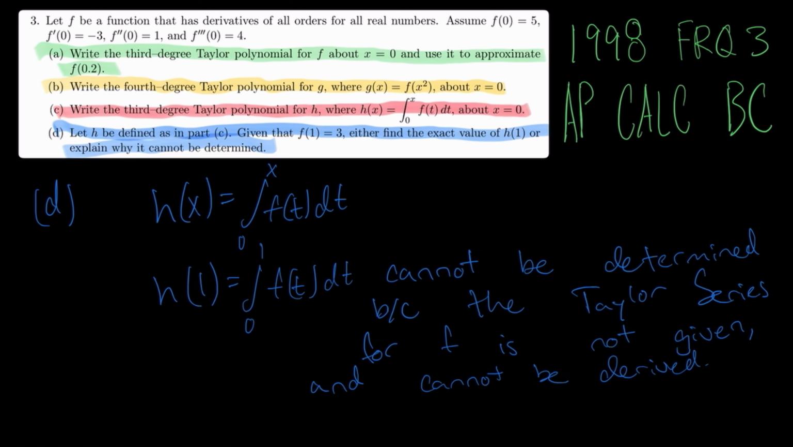And we see this to be true because in this problem they give us f of 0, f prime of 0, f double prime of 0, f triple prime of 0, but we are not given a series and we are not given a general term of f of x. And therefore, we cannot integrate a Taylor series for f of x, and we can also not integrate f of x itself since f of x is not given. So, therefore, or I should say f of t, cannot be integrated and evaluated.